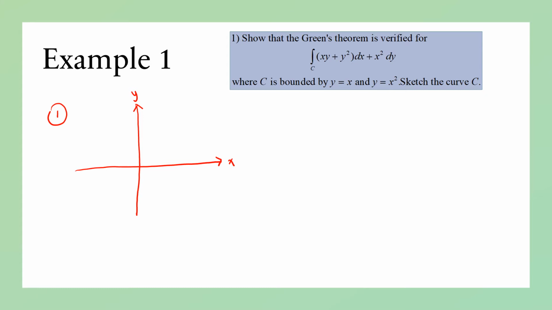Let's start with y equal to x. What does y equal to x look like? It is a straight line that intersects at x equal to 0 and y equal to 0. Next is y equal to x squared. Y equal to x squared is a quadratic equation, so the curve is something like this.